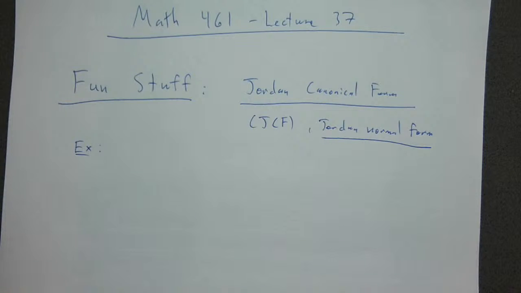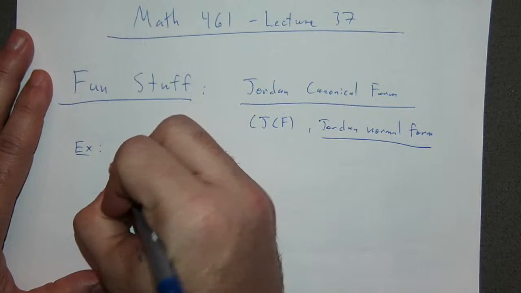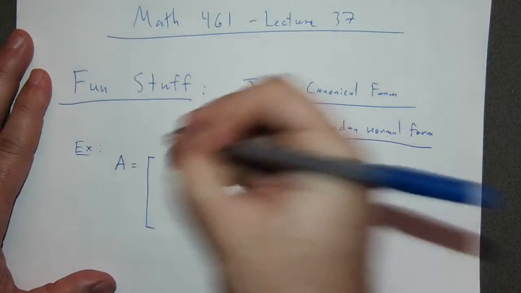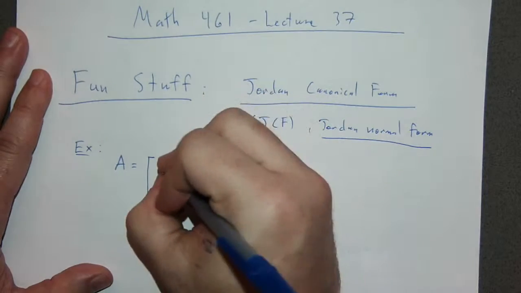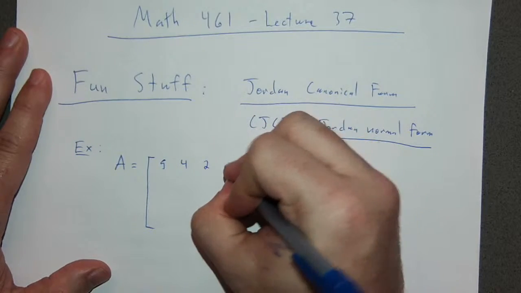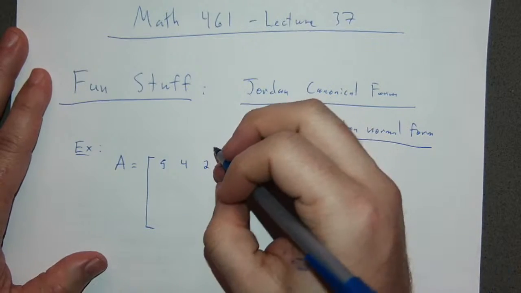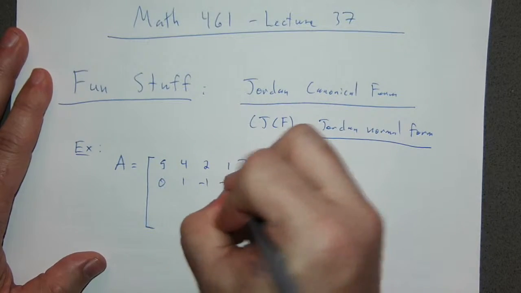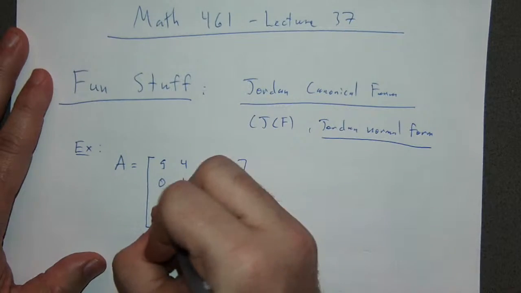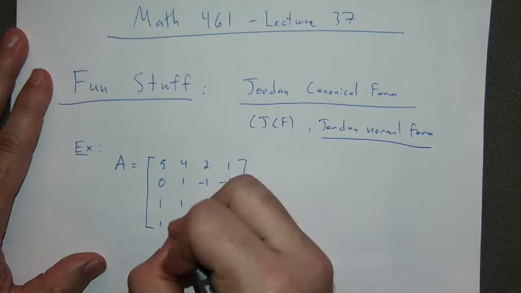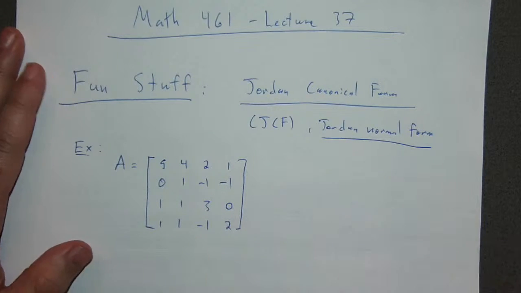So let's look at the matrix A. Reading row-wise, the first row is 5, 4, 2, 1. Second row is 0, 1, minus 1, minus 1. Third row is 1, 1, 3, 0. And last row is 1, 1, minus 1, 2.